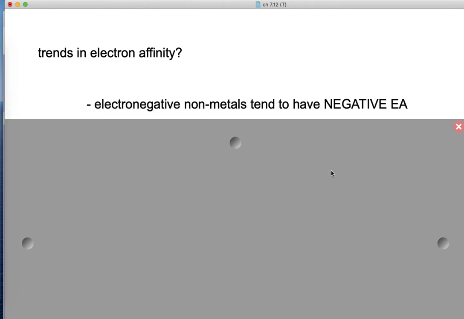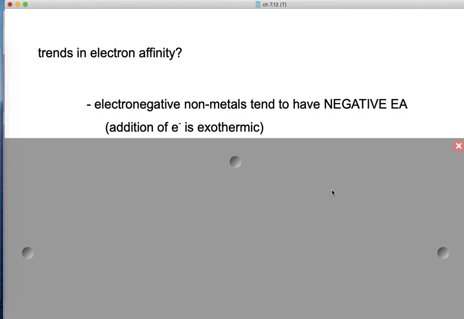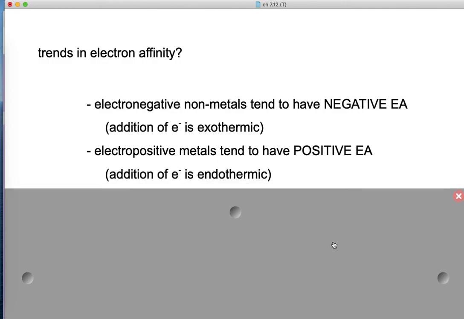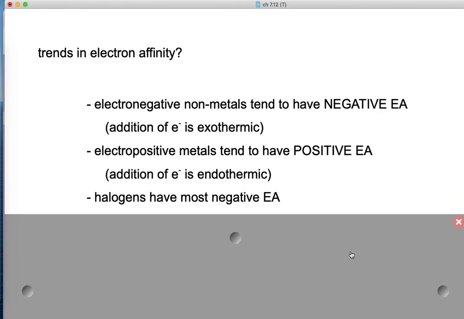Electronegative nonmetals tend to have negative electron affinities, meaning that adding an electron is exothermic. Electropositive metals tend to have positive electron affinities, meaning that the addition of the electron is endothermic, whereas halogens have the most negative electron affinities. That kind of makes sense.